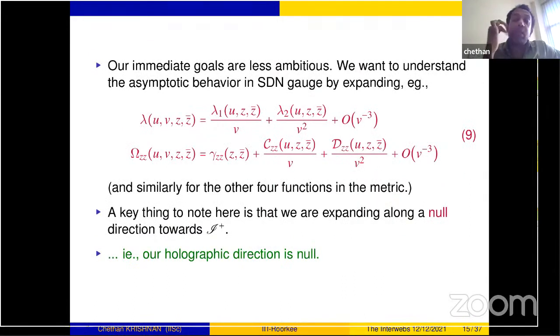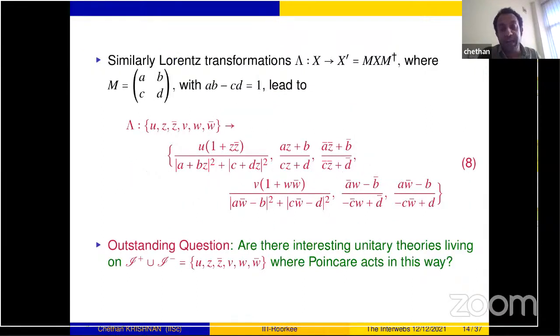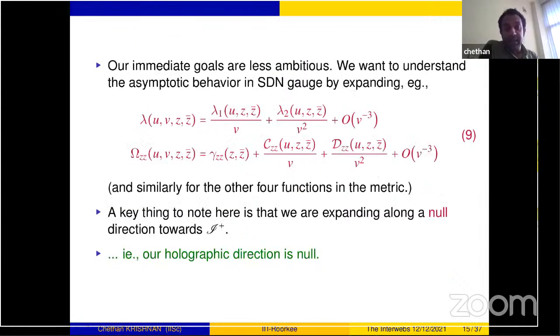And our goal in this talk is, in some sense, much less ambitious. I flashed this slide too fast, probably, but there's nothing to it. It is just the asymptotic action of Poincare on these coordinates, and you can just believe me that those things you can figure out, and the slides are there. So our goal is this: we want to understand the asymptotic behavior in the special double null gauge of our metric, and we would like to solve Einstein's equations asymptotically, figure out BMS or some other symmetries. These are our broader goals.